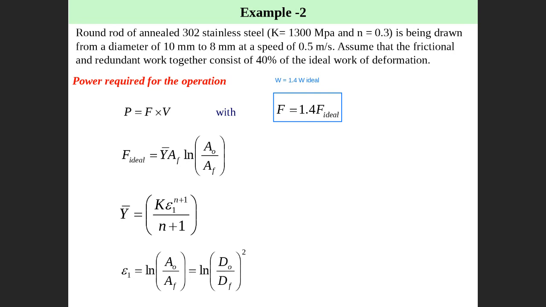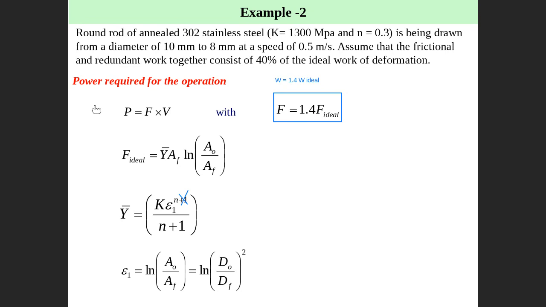Sorry, it is K epsilon to the n, just only n. K epsilon to the n divided by n plus 1. This is the y flow. Y bar flow equals K epsilon n divided by n plus 1. You apply the area finally. Epsilon here can be obtained as ln AO divided by AF, right? Then you get F ideal. Then you multiply by 1.4, you get F actual. You can see that F actual equals F ideal plus an additional 40% of F ideal to consider for friction and inhomogeneous deformation.